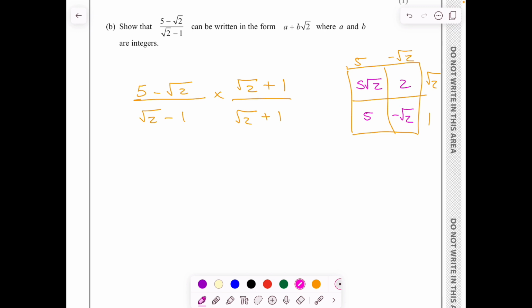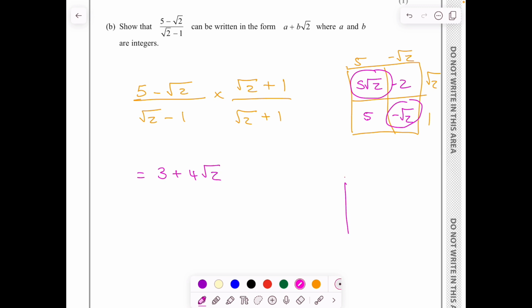Okay, and then we gather like terms. We know that 5 minus 2, so square root of 2 times square root of 2 is minus 2. 5 take away 2 gives you 3. And then here we've got 5 square root 2, take away 1 square root 2. That leaves you with just 4 square root 2.